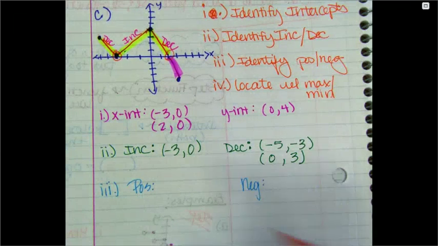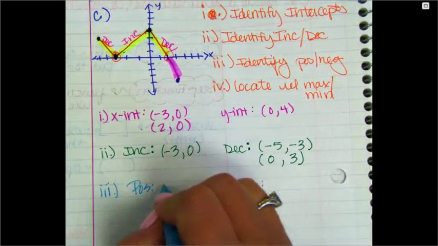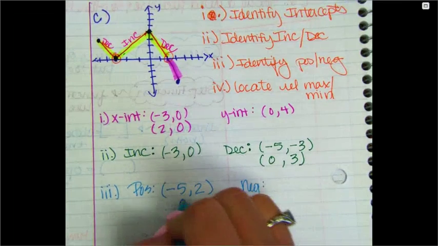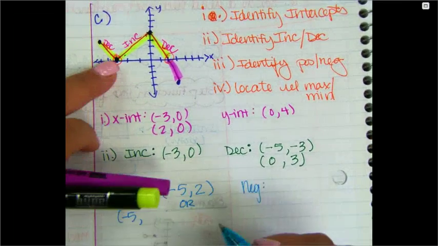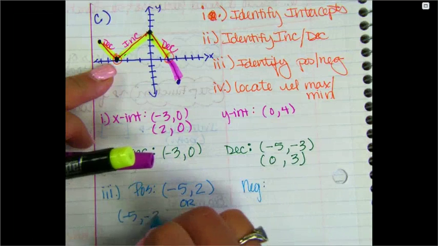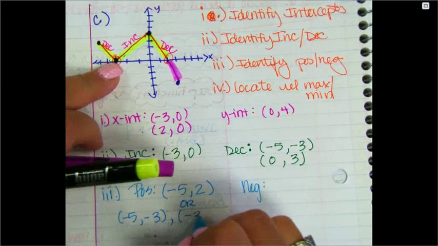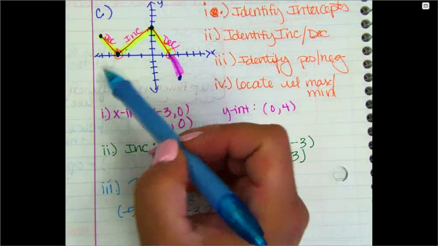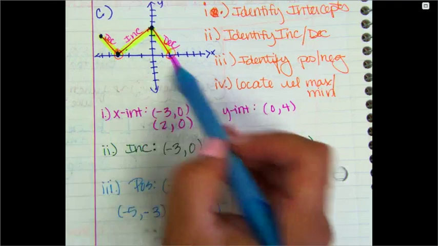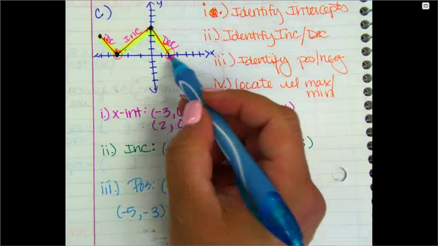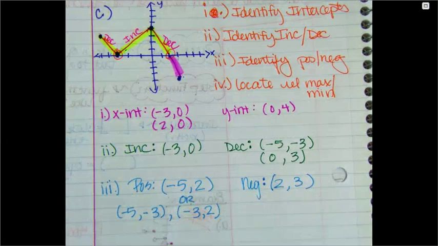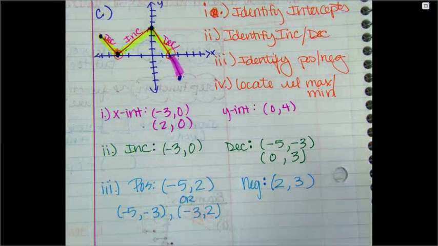Okay. So where are we positive from where to where? -5 to 2. Or you could write -5 to, what's this number? -3, and then again from -3 to 2. Okay? Just so you know, either one of those is fair because it does hit the x-axis. So if you want to break it up, you can. You don't really have to, but just in case you want to know. Negative, we're negative from where to where? 2 to 3. Good?